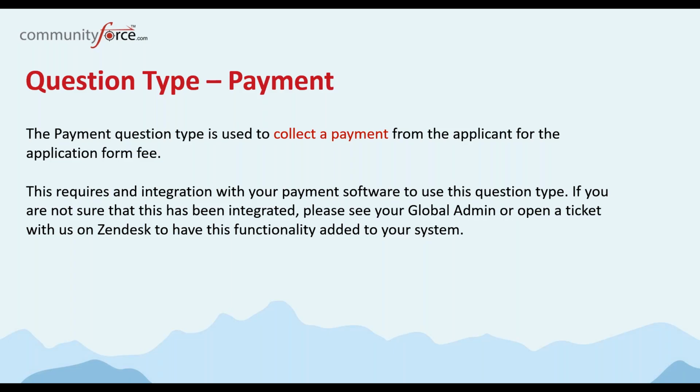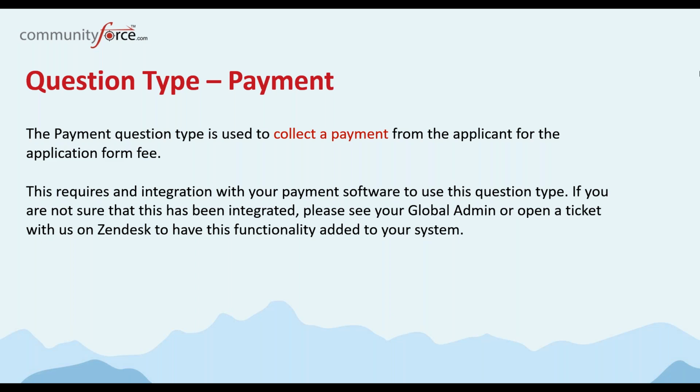What happens is, let's say you have a $40 fee required for your application form. The applicant would get to this question, and this is where you would collect that payment. They would click the payment, and it would take them out to your third-party payment software to collect the payment. Once the payment has been paid, it would return them back to your site, show that it's paid, and allow them to continue. And then you will also see that the payment's been paid and the date that it was paid.